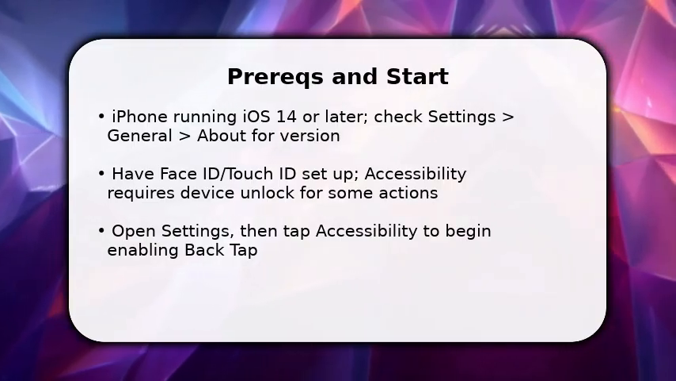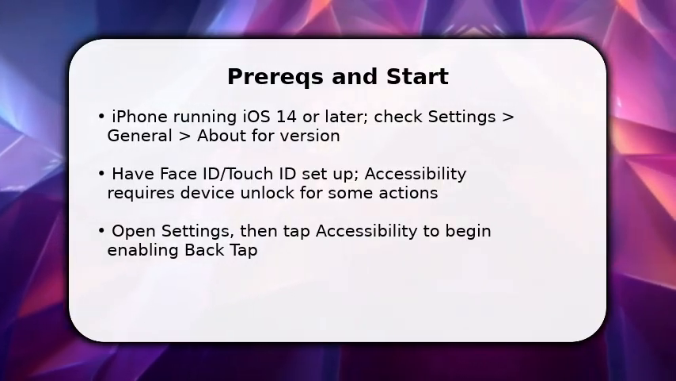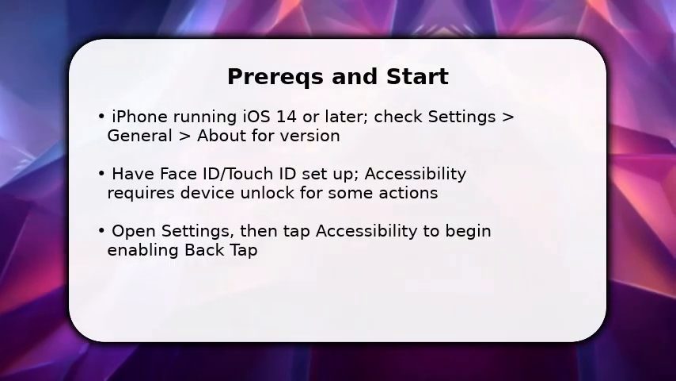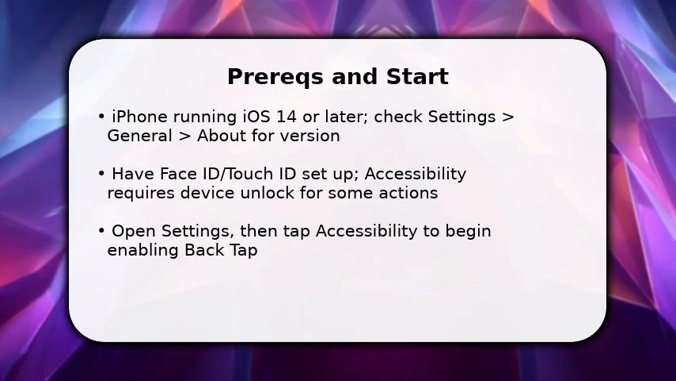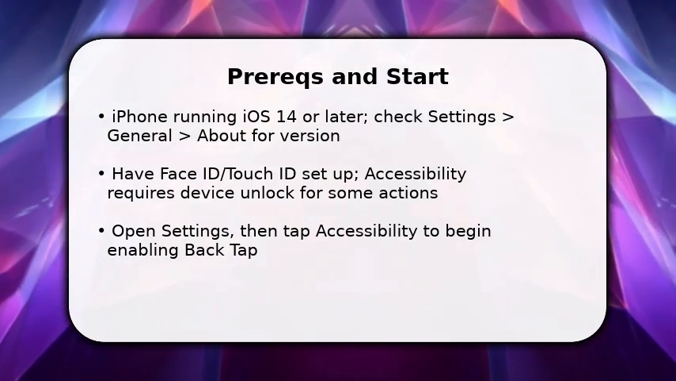Accessibility houses the back tap control under Touch Settings. Tap Touch, then scroll to Back Tap. Make these first selections now so you can assign actions. This step prepares the phone to recognize double and triple taps.